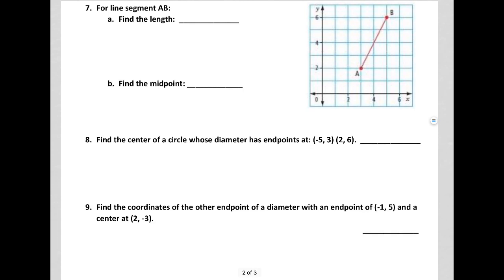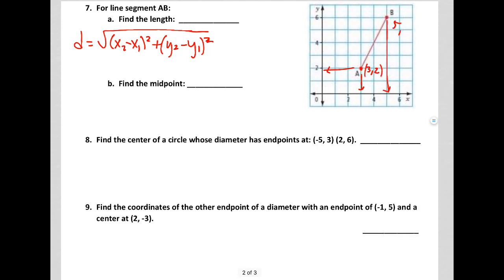So if we're going to use the distance formula, well, we need the distance formula, which is d equals the square root of x2 minus x1 squared plus y2 minus y1 squared. And we need the coordinates. So the coordinate for A is over 3, so our x value is 3. Our y value is 2, so that's 3, 2. And for B, the x coordinate is 5. The y value is 6. Remember, the x always comes before the y, just alphabetical order.